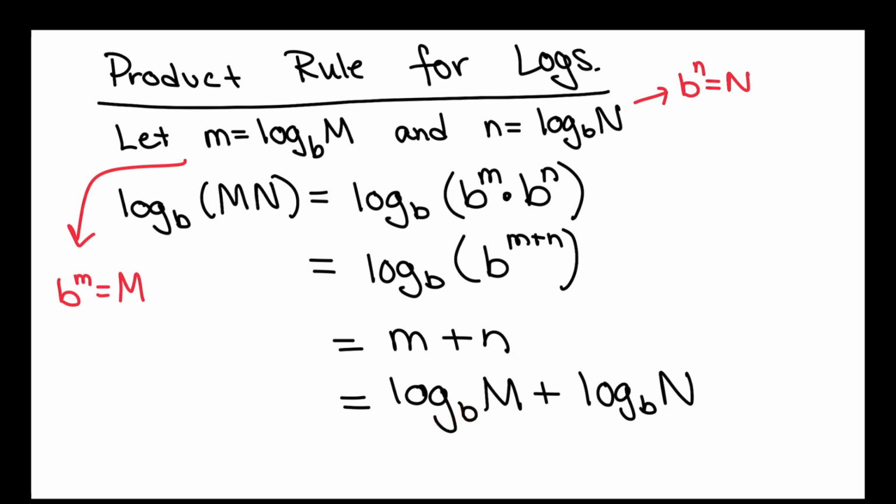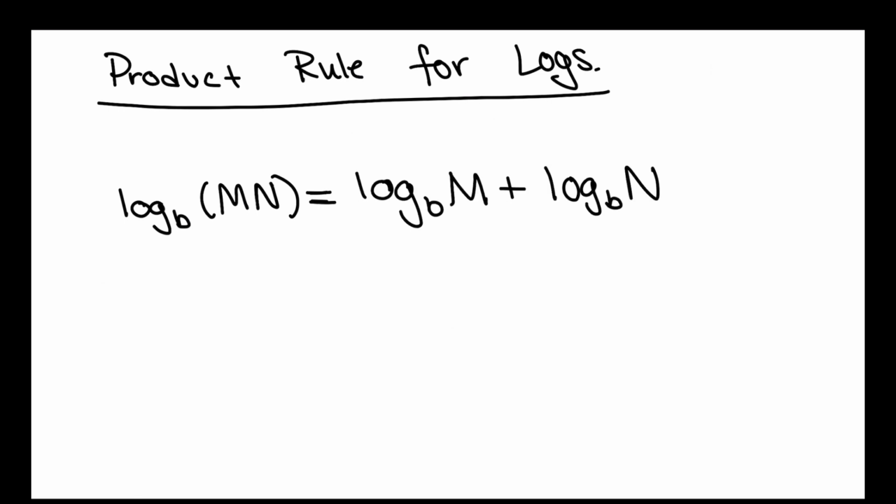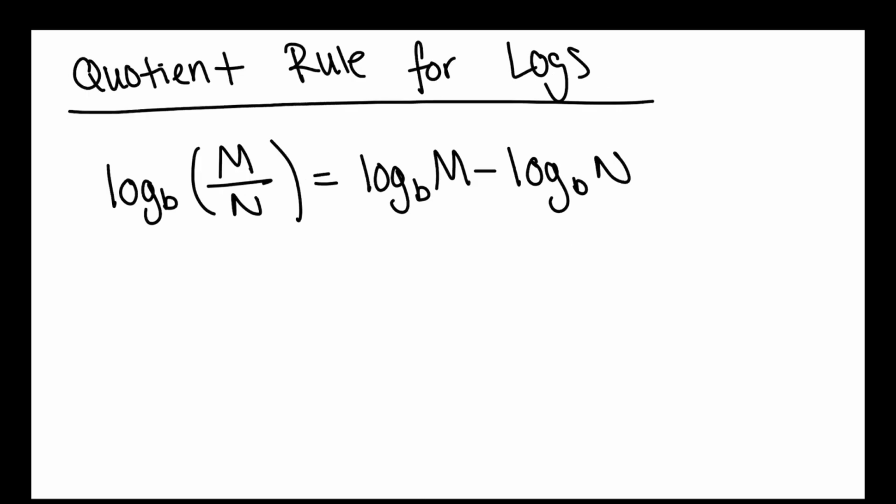And in short, the reason is logarithms represent exponents, and when we multiply, we add the exponents. So if we have the log of a product, we can write that as a sum of two logs. So there's my product rule for logarithms. We also have a quotient rule, and the quotient rule for logs says if you have the log of a quotient, of a division, we can write that as a difference of two logs. And that comes directly from the fact that when we divide, we subtract the exponents.